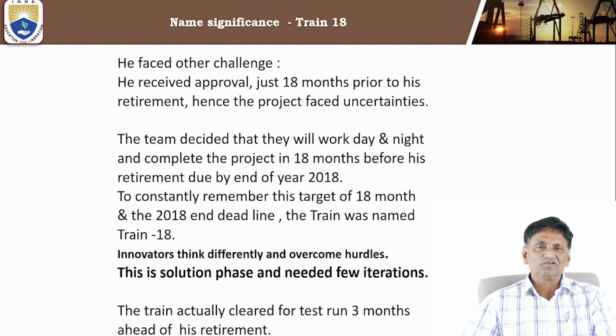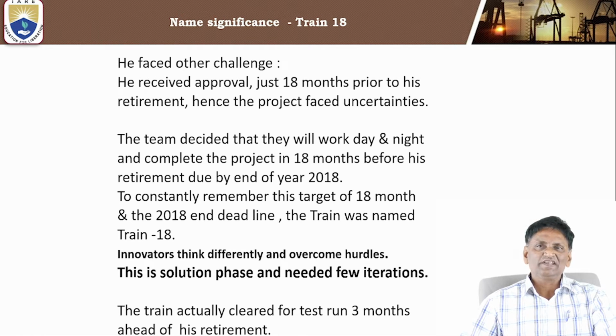The team said that if he retires and a new person comes, the priorities could be different. So they said they would try to make this train in 18 months instead of the usual 2 to 3 years that this kind of innovation normally takes the world over. His team worked day and night. To remember every day that it had to be completed in 18 months, the project was named Train 18. That's why the name was Train 18.